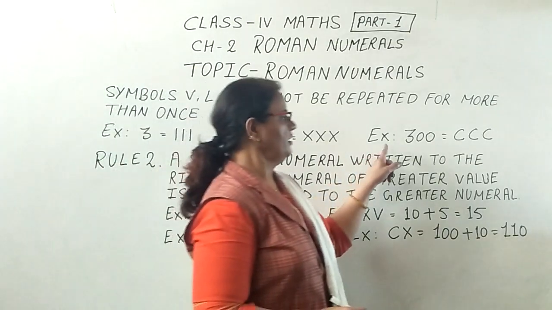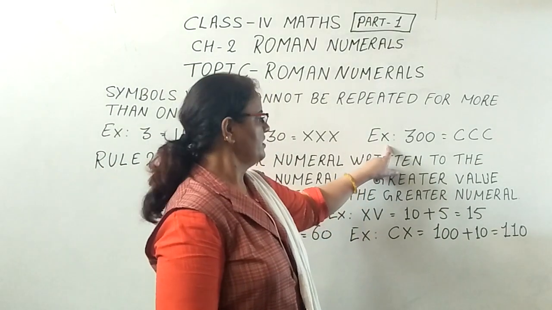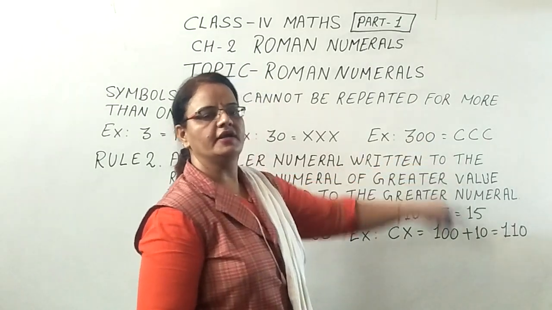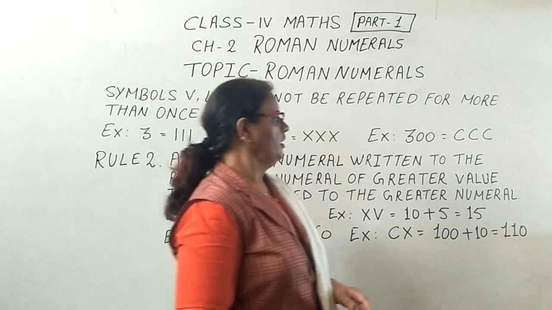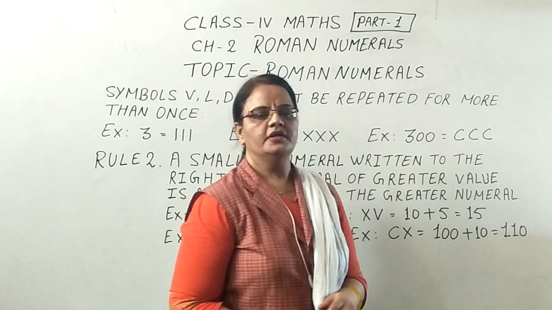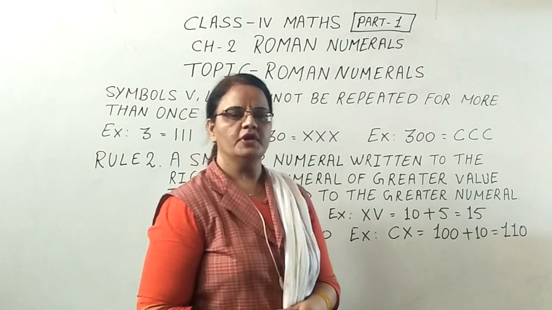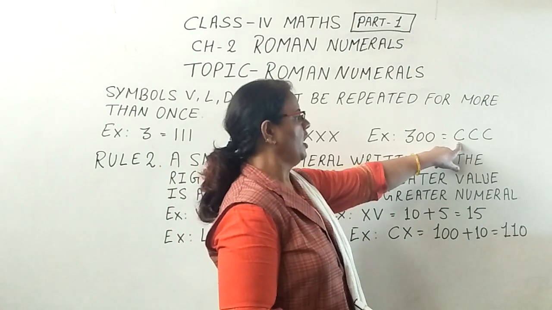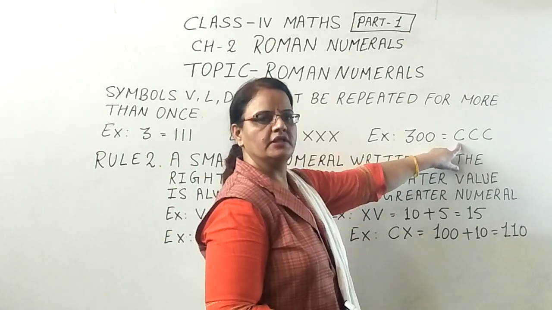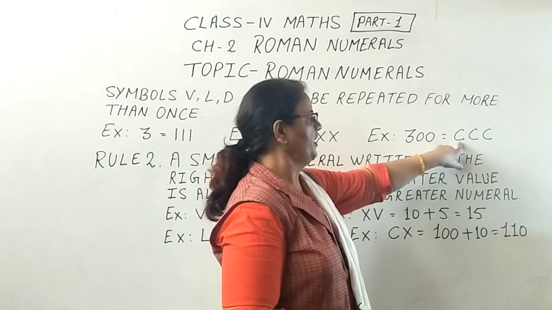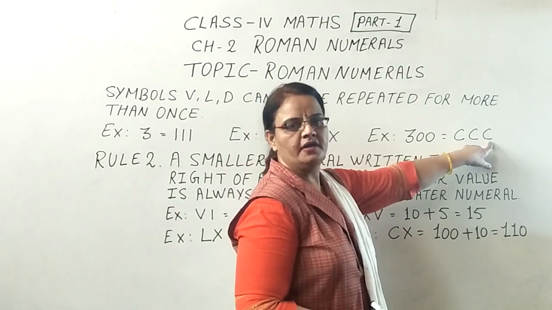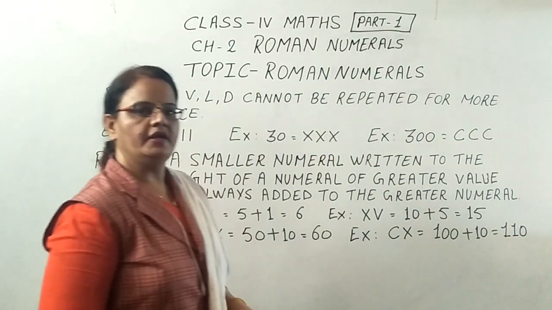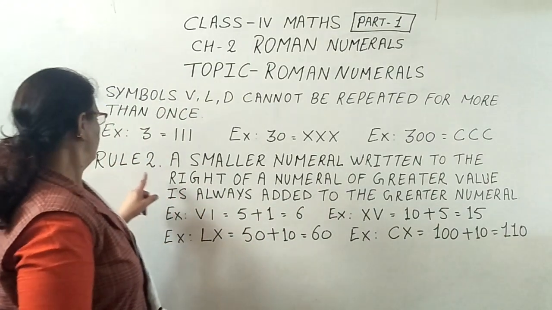Let's take another example. Our number is 300 and we will write this number in Roman numerals. In Roman numerals, the value of C is 100. So how many times will we use C? 3 times C. So 100 plus 100 plus 100 means 300. Clear?